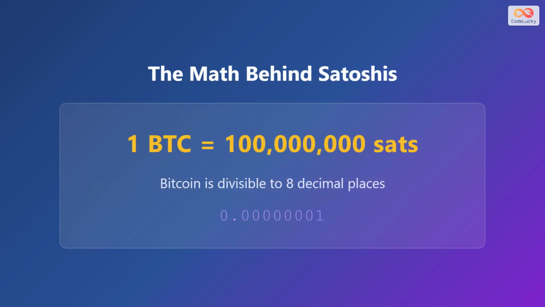Let's look at the mathematics. 1 Bitcoin equals exactly 100 million Satoshis. This relationship exists because Bitcoin is divisible to 8 decimal places. When you see the number 0.00000001, that represents a single Satoshi, the fundamental building block of all Bitcoin transactions.